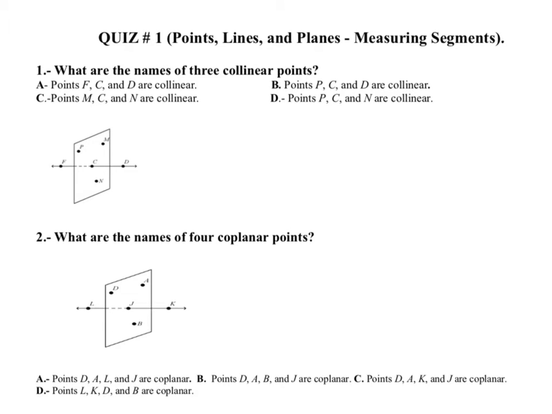All right, let's do a quick rundown of the answers here. What are the names of three collinear points? You can see that the only 3 points we know are falling straight on the same line are F, C, and D. So we've got A for that.